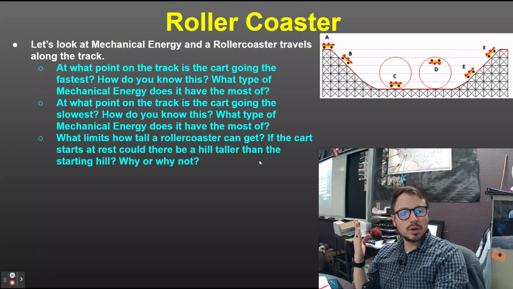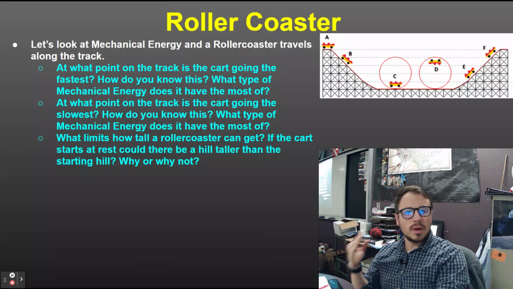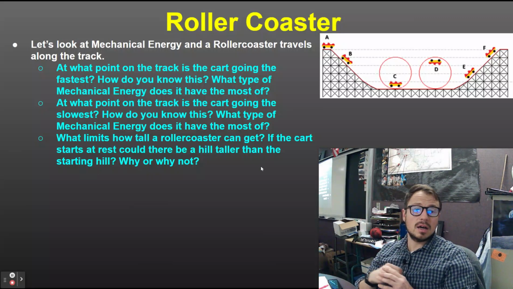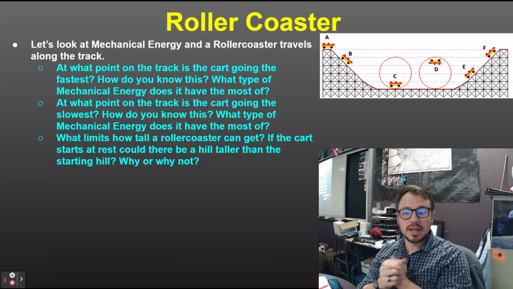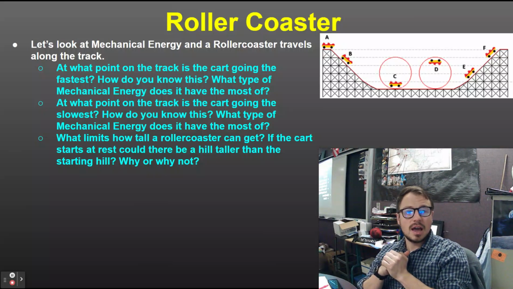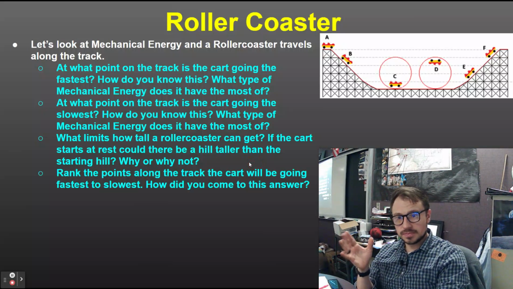What limits how tall a roller coaster can get? It's going to be whatever that tallest point is, right? It's basically going to be when all the mechanical energy is gravitational potential energy. That is the highest point at which it can go.